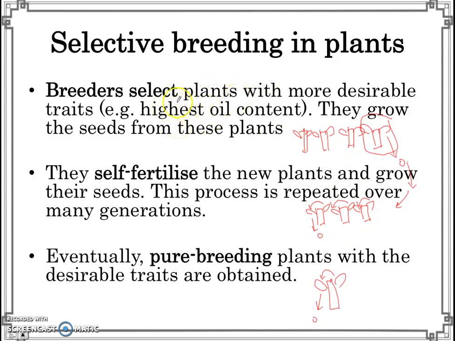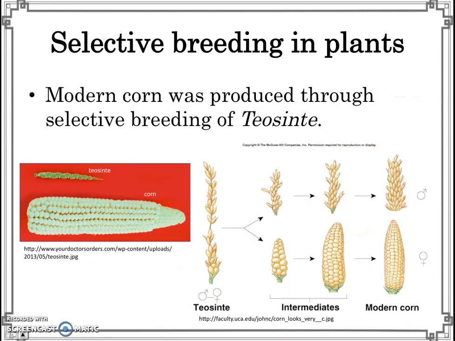So again let's see what we do. We actually select the plants with the most desirable traits and then we self-fertilize them and we grow the seeds, and we do this over many generations. So you need to know, importantly, some examples of selective breeding in plants. And one famous example is our modern corn.